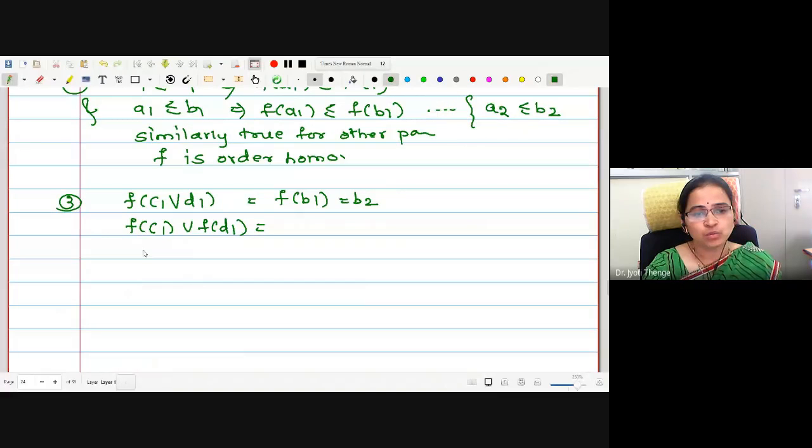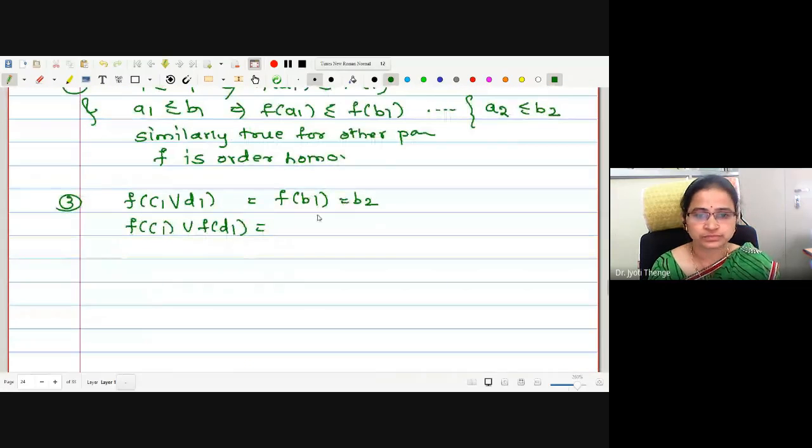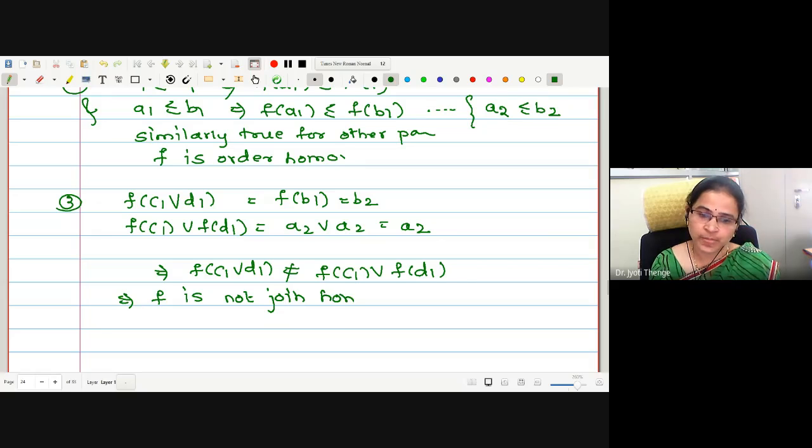Let us check what is f of C1 and f of D1. Both C1 and D1 we have defined to be A2, so this is A2 join A2. What is the value of A2 join A2? A2. Therefore, these two are not equal. F of C1 join D1 is not equal to f of C1 join f of D1. Therefore, one can say that F is not join homomorphism.